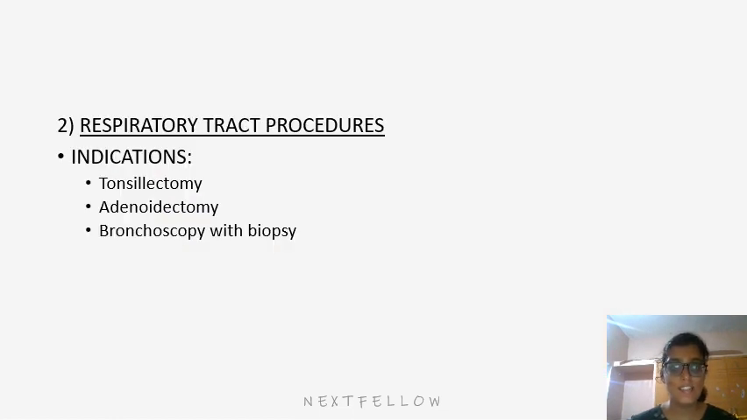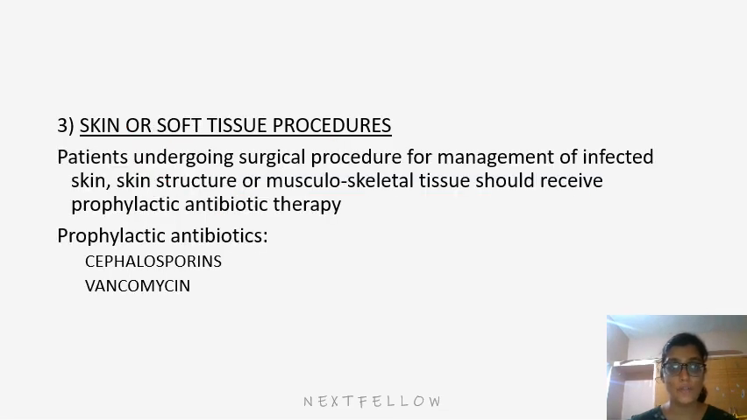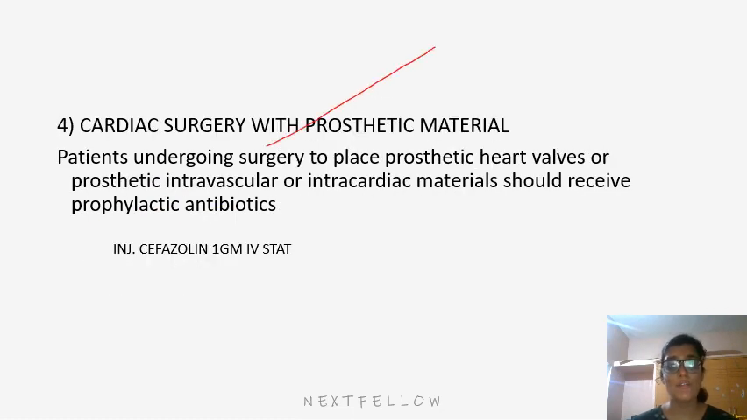It is indicated in certain respiratory tract procedures like tonsillectomy, adenoidectomy, and bronchoscopy with biopsy. Skin or certain soft tissue procedures: patients undergoing surgical procedures for management of infected skin, skin structure, or musculoskeletal tissue should receive prophylactic antibiotic therapy. Prophylactic antibiotics are either cephalosporin or vancomycin. Patients undergoing cardiac surgery with prosthetic material: patients undergoing surgery to place prosthetic heart valves or prosthetic intravascular or intracardiac materials should receive prophylactic antibiotics. The most commonly used antibiotic for this indication is cefazolin, 1 gram IV stat.